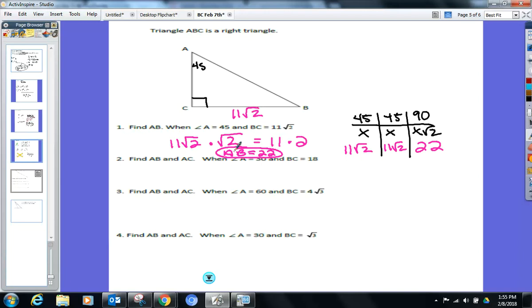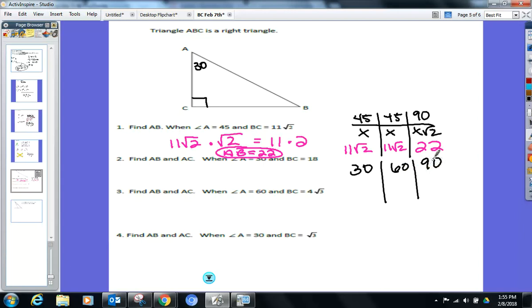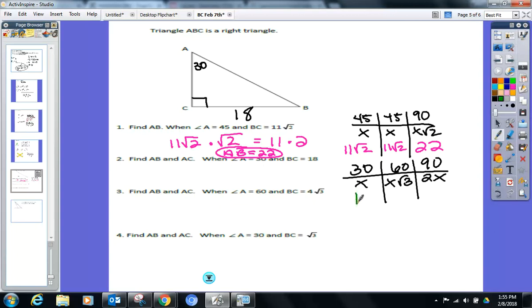All right, moving on now. Same diagram, just a couple different measurements now. So angle A I put now as 30. What type of triangle? All right, so get my 30, 60, 90 rules out. X, X radical 3, and 2X. BC is 18. Where should that 18 go in my chart? Good, because it's across from the 30 degree angle, so change colors, green, 18.